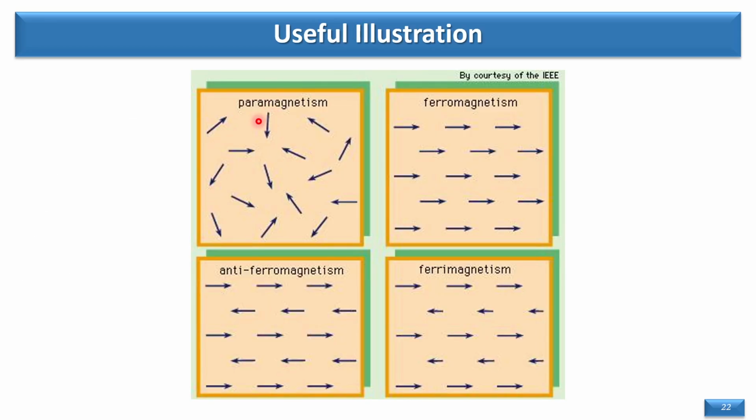So this is paramagnetic material. This is ferromagnetic material, the strongest. This is ferrimagnetic material, which does have some opposite ones. Antiferromagnetic material does have equal and opposite moments, so it's not affected by an externally applied magnetic field.